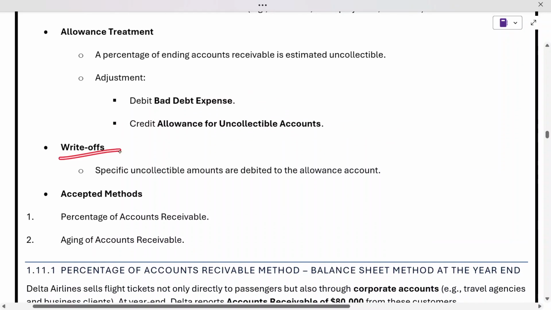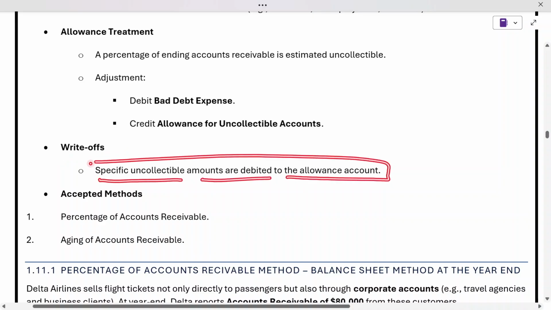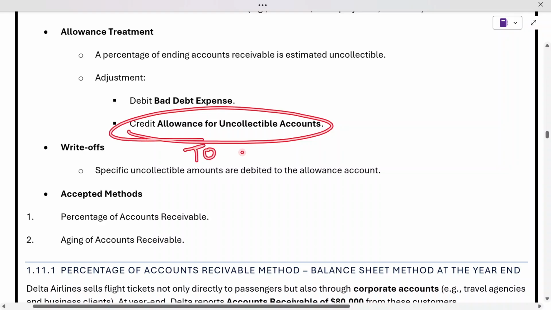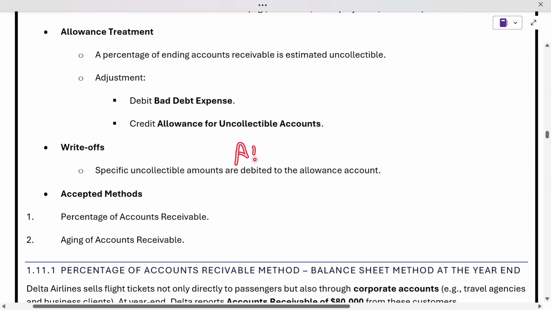Now what do we do on write-off? Specific uncollectible accounts are debited to the allowance account. When we need to do the write-off, simply we debit this allowance account and credit this AR account. So this becomes our entry.